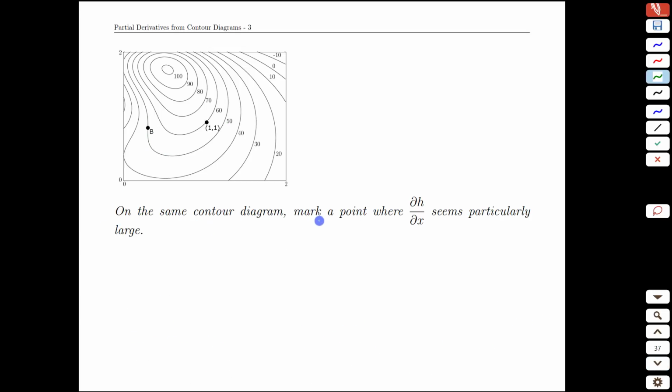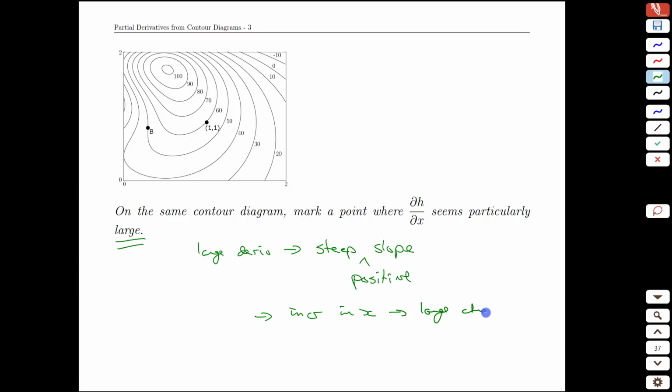All right, now we can also go the other direction and ask where a particular derivative seems to be particularly large. Well, a large derivative is what we would interpret as a steep slope. We would also infer, because we're talking about derivatives, that it's a steep positive slope. And for us here, that means an increase in x implies a large change, or large increase specifically if we're looking for positive slopes, a large change or increase in h.